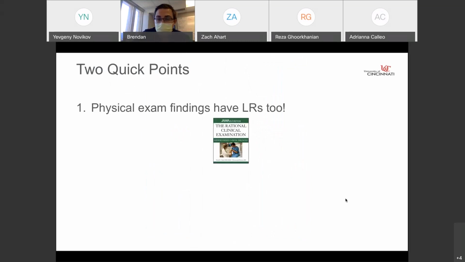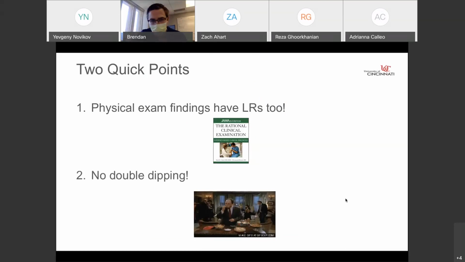Two quick points. Physical exam findings also have likelihood ratios. We are both better and worse at the physical exam than we think, but most of us don't actually know the data on it. This is a great book from JAMA on the rational clinical examination. There's another awesome book called The Evidence-Based Physical Exam, and both of those are really good source materials for how accurate physical exam findings are and how useful they are to making diagnoses.